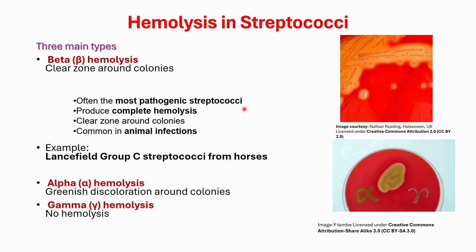Among the different hemolytic patterns, the beta hemolytic streptococci are considered the most pathogenic streptococci, especially in animals. These organisms produce complete lysis of the red blood cells, creating a distinct clear zone around the bacterial colonies on the blood agar. In veterinary medicine, a classic example is Lancefield Group C streptococci from horses, which typically produce large zones of clear beta hemolysis. Observing these hemolytic patterns provides an important clue during the initial identification of the streptococcal isolates.